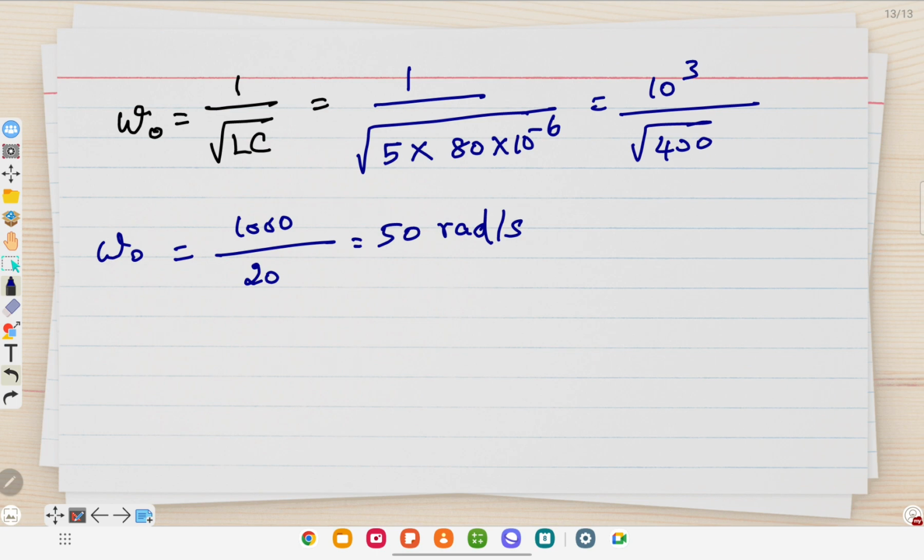If you want, you can find f naught also. If you want to find f naught, you have to write the formula 1 by 2 pi root LC, but okay, it's enough. If you find omega naught, it's okay. So this is the first subdivision A, and we have found the answer.